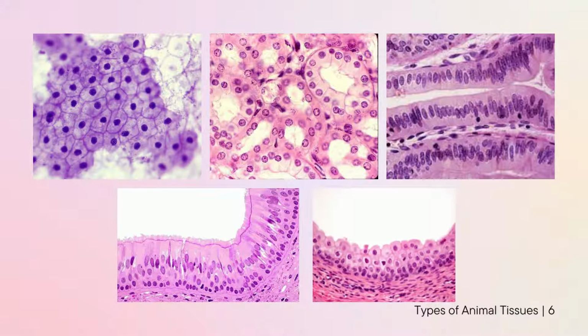We can see here some tissue samples that are viewed under the microscope. The first picture is a simple squamous. Here we have a simple cuboidal. This is a simple columnar. This is a simple pseudostratified ciliated columnar. And this is a stratified cuboidal. I'm sorry, no, this is a transitional. The last photo is a transitional epithelium.